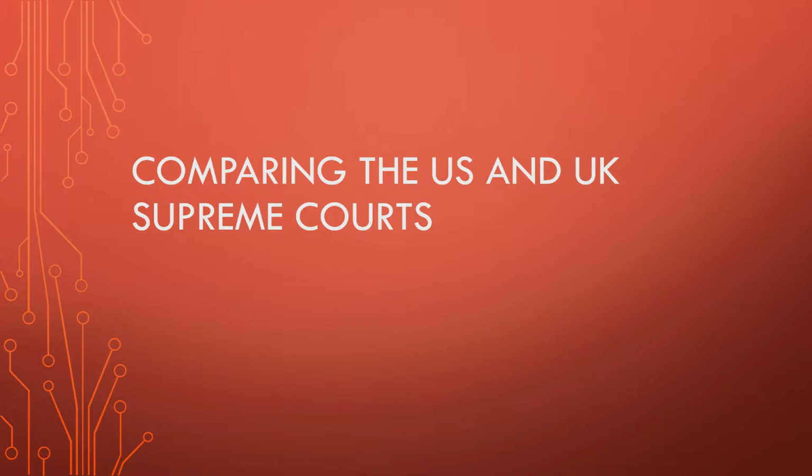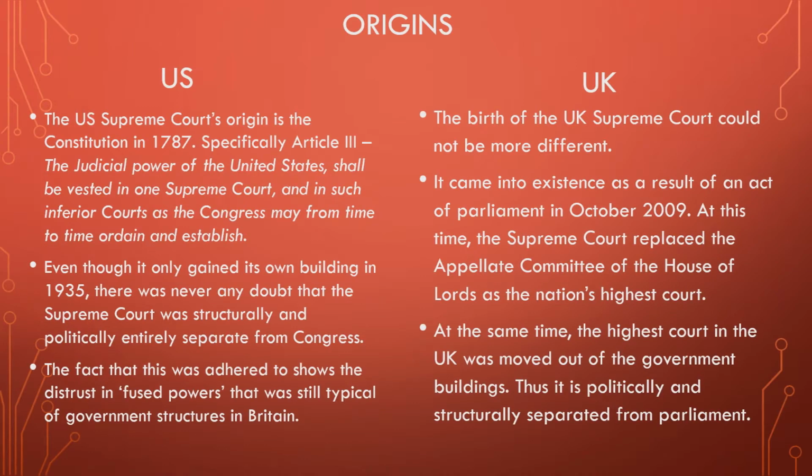So the first thing that we're going to look at to compare the US and the UK Supreme Courts is the origins of the US and the UK Supreme Courts. So as we've learned in both of these, and I'll start with the US, I'll always start with the US because it's on the left-hand side. The US Supreme Court came into being in 1787 through the Constitution.